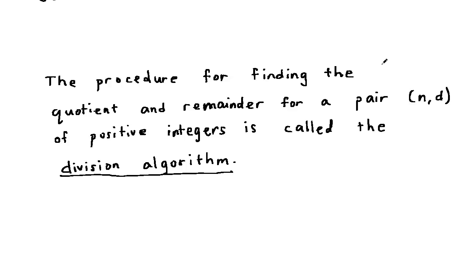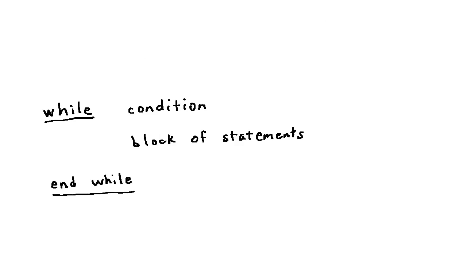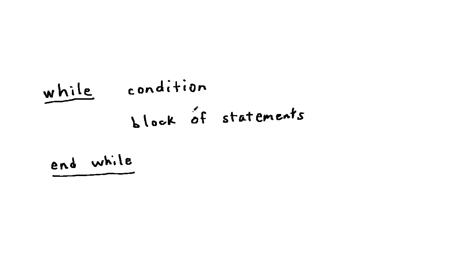In the division algorithm, we keep subtracting D from N until we reach a number that is less than D. This iterative process can be expressed using what's called a while loop. A while loop has the following form. Here we have the condition, and here we have a block of statements. So there will be several statements here.